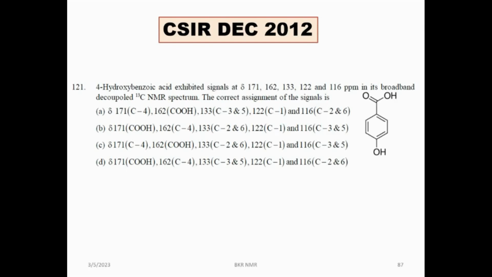So you need to know the structure. If this is your 4-hydroxybenzoic acid, name it: carbon 1, 2, 3, 4, 5, 6. This is the COOH carbon. Now tell me.